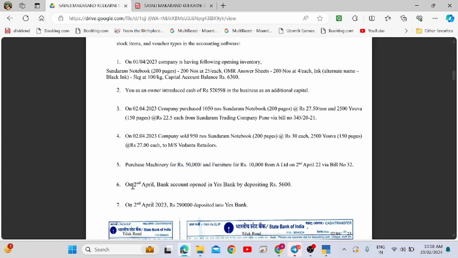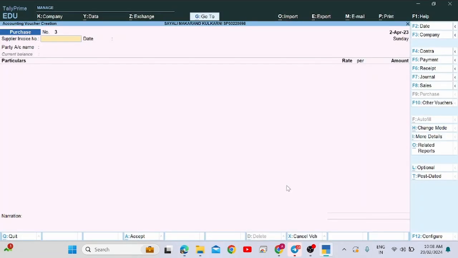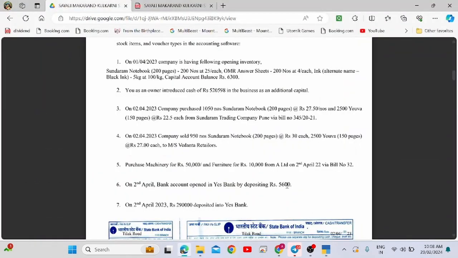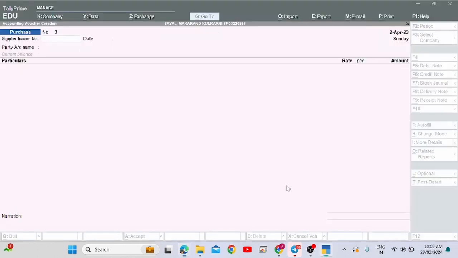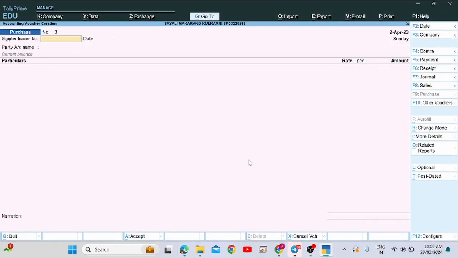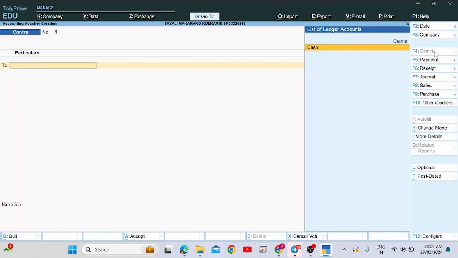Now next, on 2nd April you have opened the bank account in the S bank by depositing 5,600 rupees. That means you must have transferred 5,600 from the cash box to the bank. If you are transferring or depositing, then at that time which voucher type must you use? Contra voucher type. We are on the 2nd April only, and here we want the contra voucher type screen, therefore select contra voucher type screen.